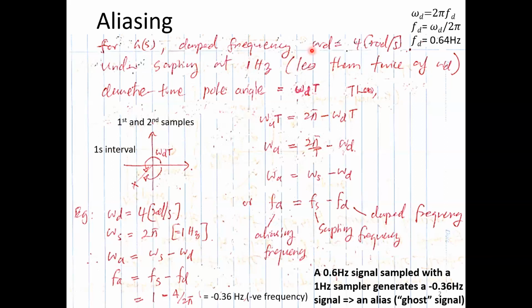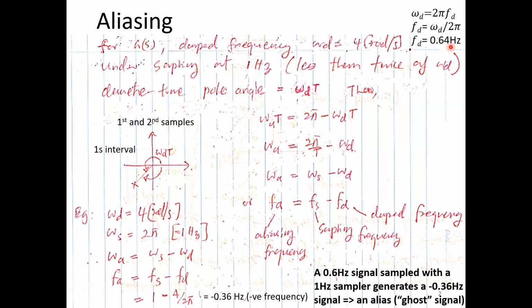Now, if you look at what is being sampled, it is a 4 radians per second waveform. So if you put 4 radians per second here and calculate the frequency of the damped response, you can calculate FD. So FD is equal to omega D over 2 pi. Omega D equals 4, and if you put 4 over here, FD is 0.64 hertz. So you have a 0.64 hertz waveform, and you are sampling this at 1 hertz.